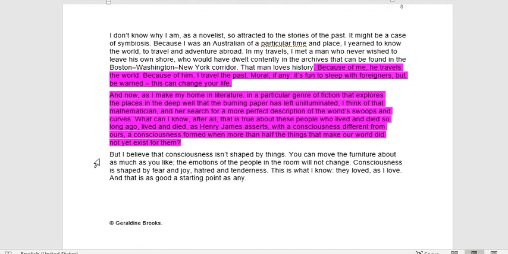She brings us back to her world. But I believe that consciousness isn't shaped by things. You can move the furniture about as much as you like. The emotions of the people in the room will not change. Consciousness is shaped by fear and joy, hatred and tenderness. This is what I know. They loved as I love, and that is as good a starting point as any.